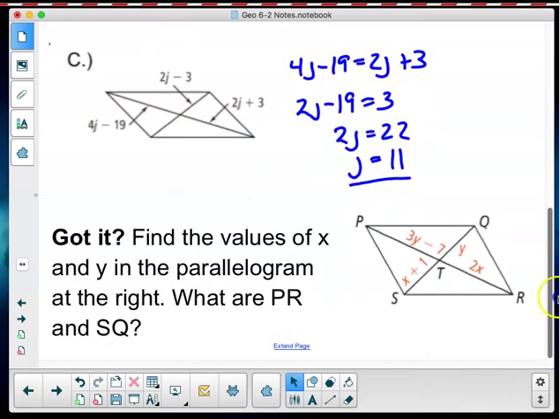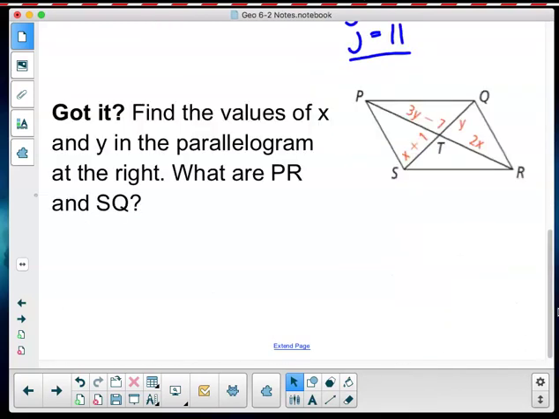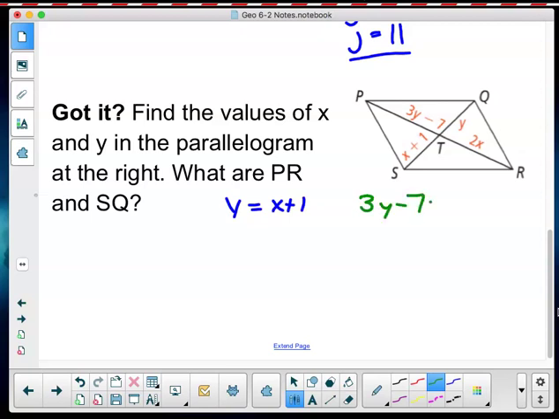Now, last one. Let's see what we got. Find the values of x and y in the parallelogram at the right. What are PR and SQ? So now you've got to check out what's going on here. Do you remember systems of equations? No way. y equals x plus 1. 3y minus 7 equals 2x.